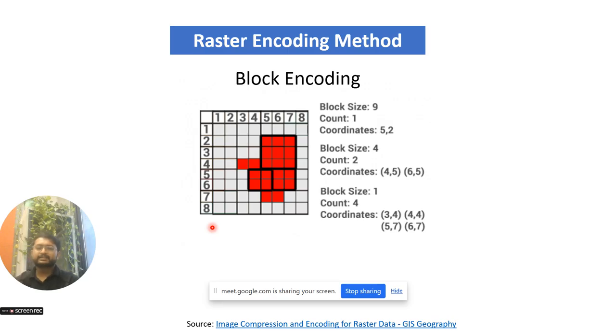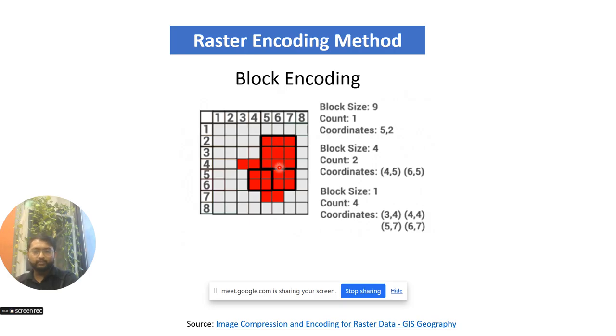Then we have another type, which is block encoding. Here we will find the largest chunk of box, which is a square box in the image. You can see the maximum square box is 3 cross 3, basically covering 9 pixels. Then we will specify how many such blocks there are, and then the coordinate from which that box is starting.